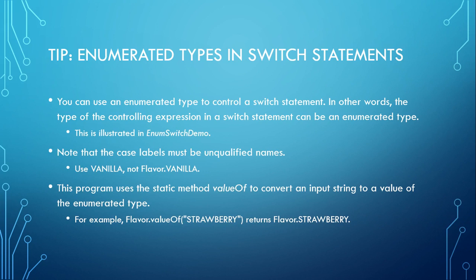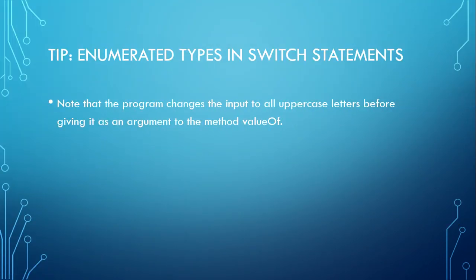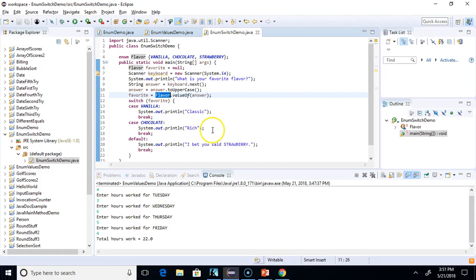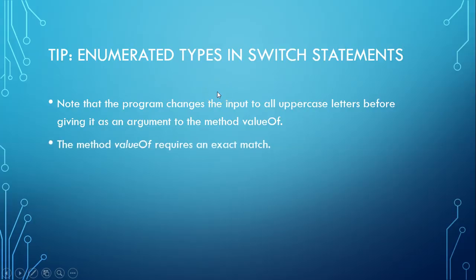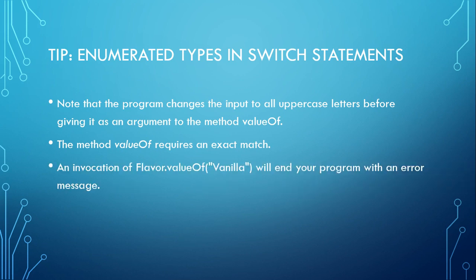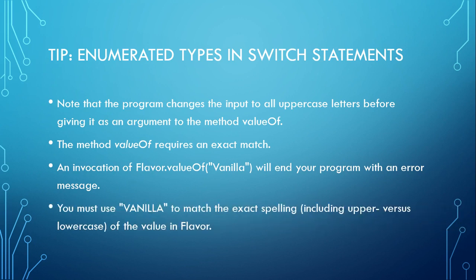This program uses the static method valueOf to convert an input string to a value of the enumerated type. For example, Flavor.valueOf("STRAWBERRY") returns Flavor.STRAWBERRY. You'll note that the program changes the input to all uppercase before giving it as an argument to the method valueOf, and you can see that happens right here: answer = answer.toUpperCase(). The method valueOf requires an exact match, which is the reason why we need the case conversion. An invocation of Flavor.valueOf("Vanilla") will end your program with an error message. You must use VANILLA to match the exact spelling, including upper versus lowercase, in the value of Flavor.